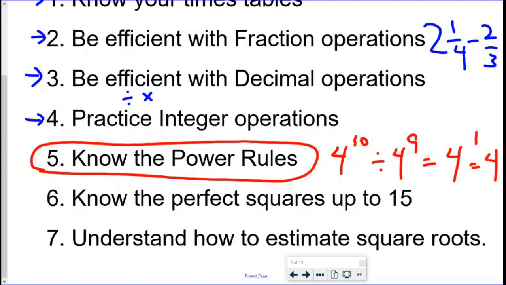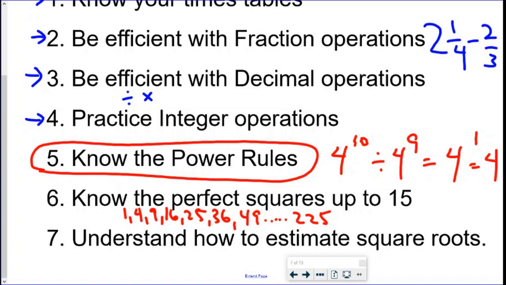Okay, number 6 here, know the perfect squares up to 15. I usually have no need for any perfect squares beyond that. So if you can memorize those ones, I mean numbers like 1, 4, 9, 16, 25, 36, 49, all the way up to 225. Okay? These are your perfect squares. It's nice if you recognize them.